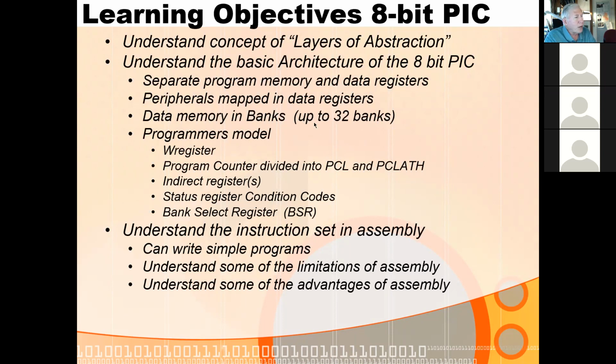The data memory is divided up into 32 banks. And there's a bank register called the BSR, Bank Select Register, that holds which bank you're currently pointed to. And whenever you want to deal with a different bank, then you have to change that register, as well as you have to have obviously a different address in your actual instruction.